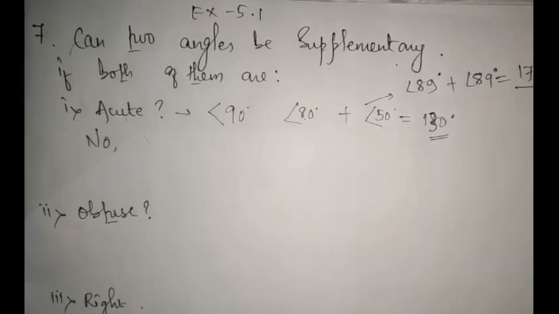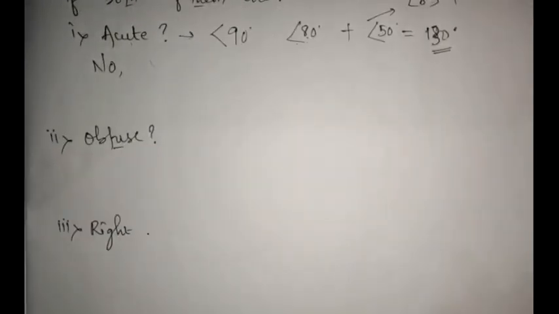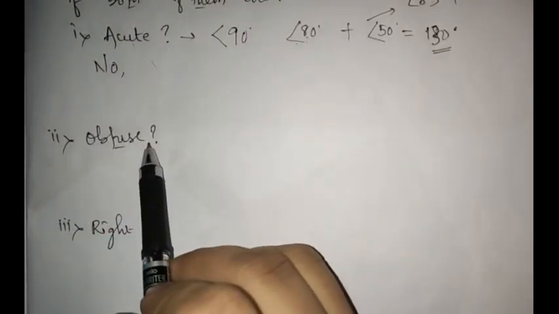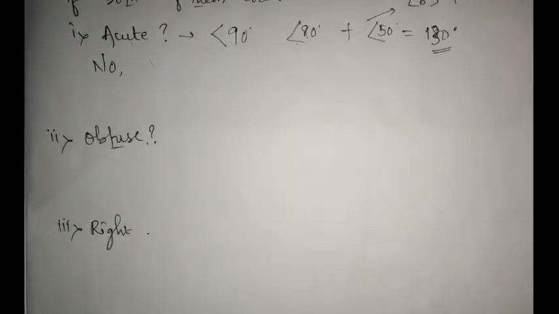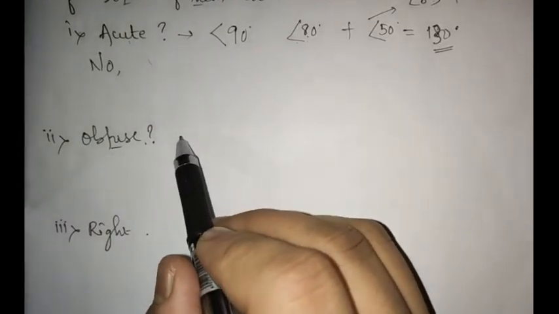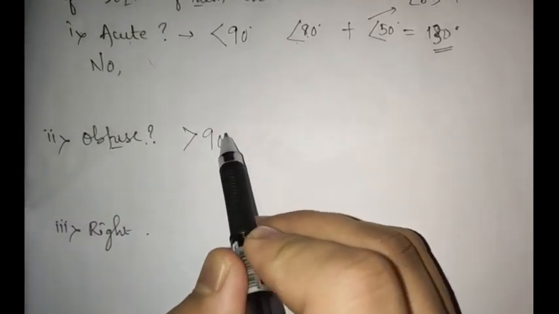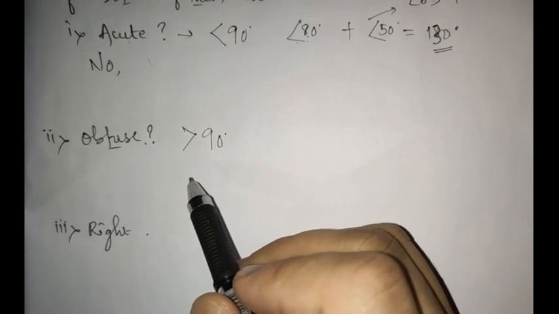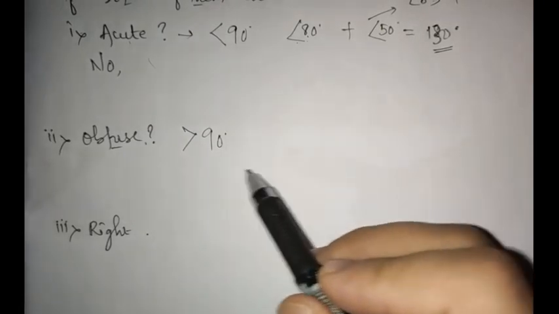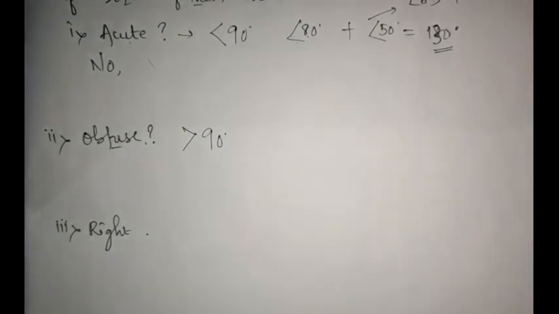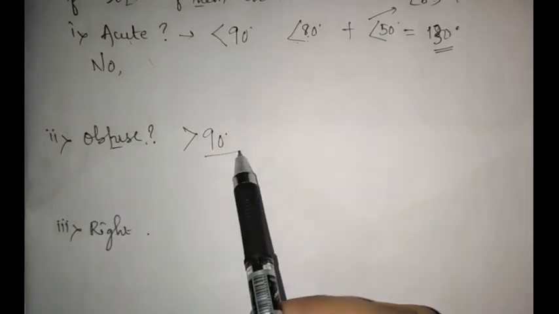Okay, proceeding forward, part two, obtuse angles. Can two obtuse angles make a supplementary pair? Obtuse means it is always greater than 90 degrees, right? So this is also not a possible way to get a supplementary pair, because each is always greater than 90 degrees.